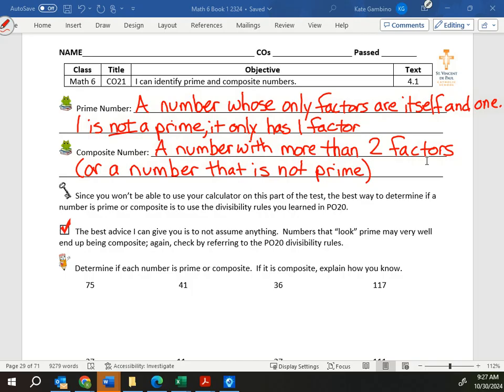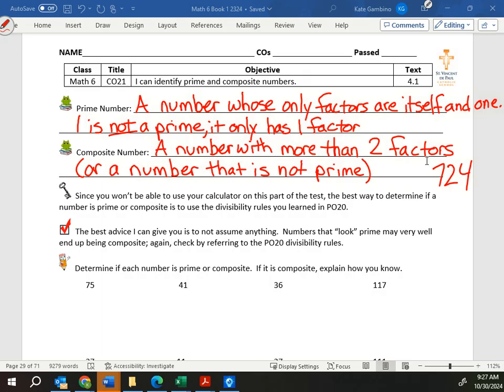The best way to determine if a number is prime or composite is use those divisibility rules that we used in the last objective. Can I divide it by something else? So if I give you a number like 724, could you tell me right now off the top of your head, is that a prime number? Aiden? Why not, Aiden? What would be another factor? Looking at the 724, what could we say right away?